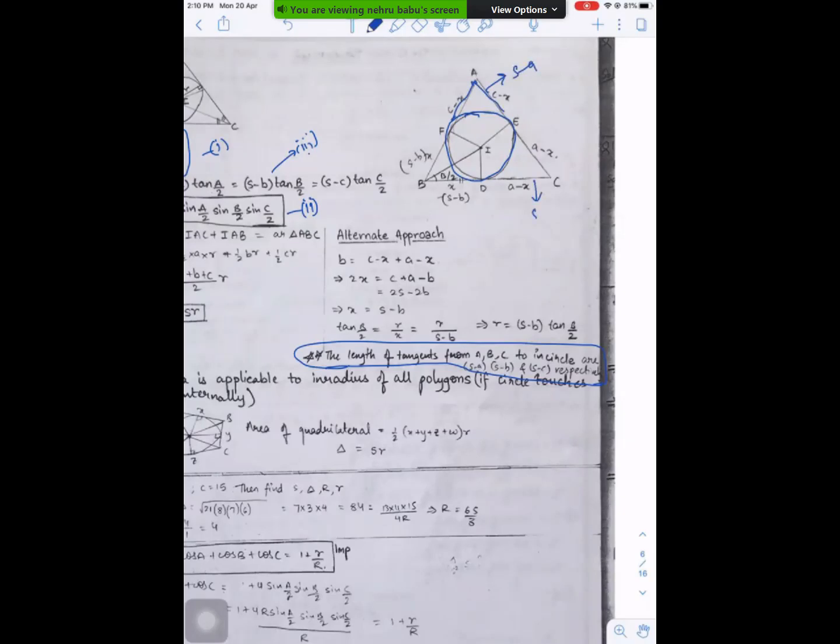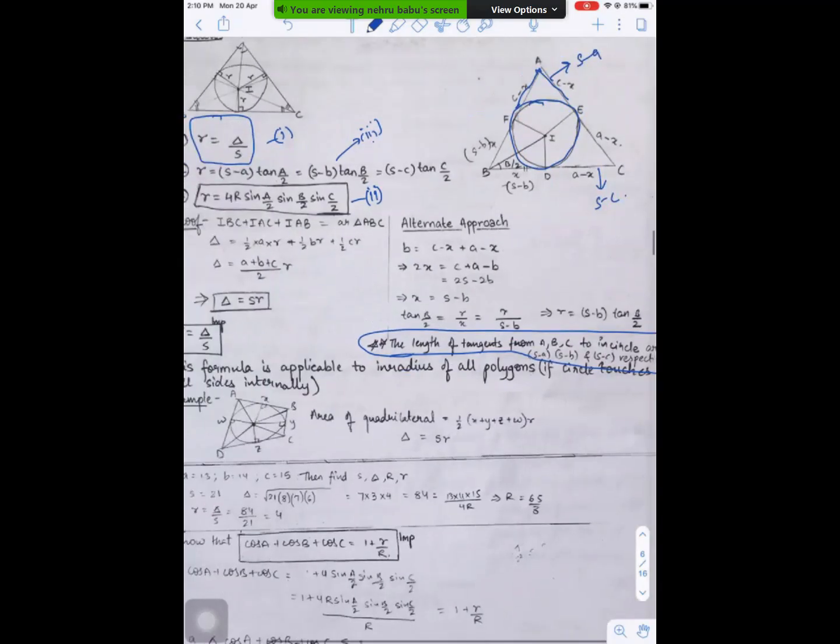From C, the length of tangents is S minus C. This point is important in the circle proof also, so even that result you have to remember. Related to the inradius, we have to remember four results in total.